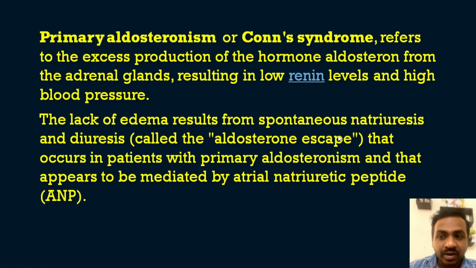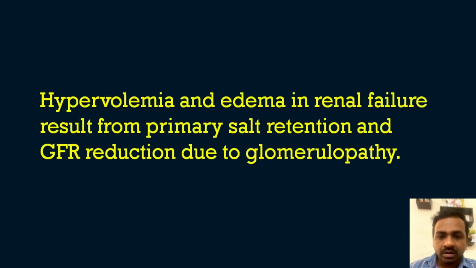So what is aldosterone escape? That is the answer for another question. Aldosterone escape is the lack of edema in primary aldosteronism, resulting from the spontaneous natriuresis and diuresis that occurs in patients with primary aldosteronism, and it appears to be mediated by atrial natriuretic peptide, that is ANP. Where this atrial natriuretic peptide is released is also the answer for another question that you can refer to. So this is primary aldosteronism, or Conn's syndrome. There is no edema, and that is a hint for you in this question.